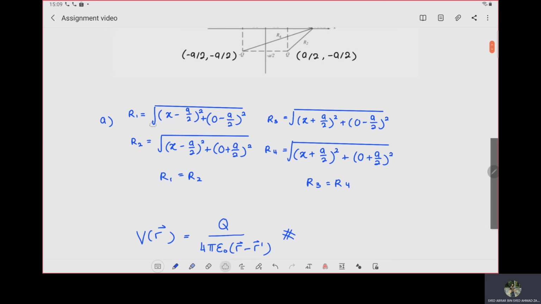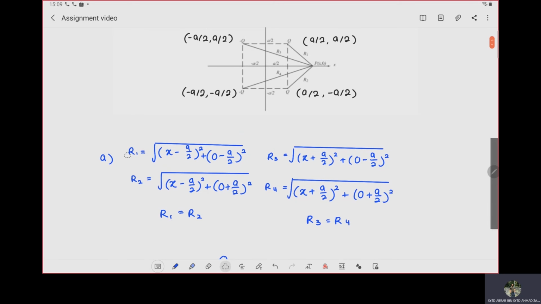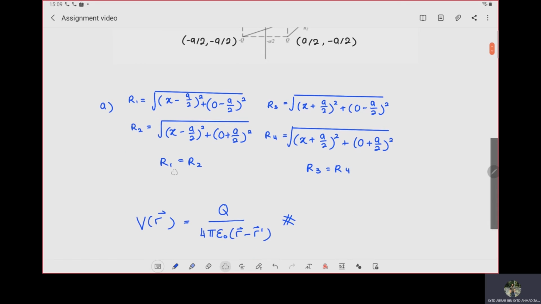The first step, I want to calculate the magnitudes. As we know, magnitude is the P point minus the Q point. And we got here R1. We got x minus half a, squared, plus half a squared. We do this for all the parts, R1, R2, R3 and R4, and we can solve it as R1 equal to R2, R3 equal to R4.